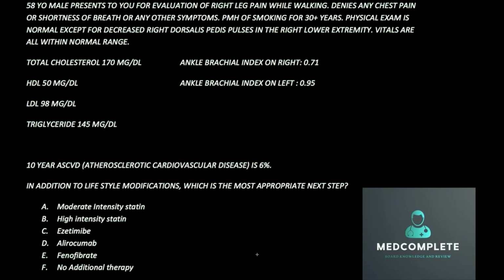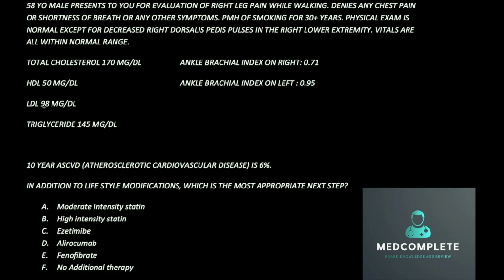So the answer to this question, guys, is B. High-intensity statins is what should be given to this patient. This question is very important because it really highlights the difference between approaching the patient just from a numbers perspective on the cholesterol panel versus overall risk reduction.